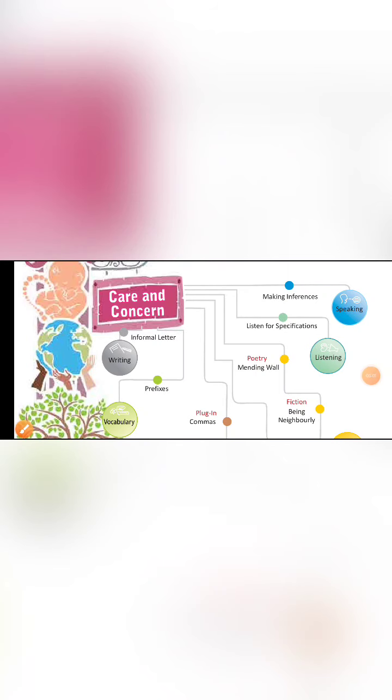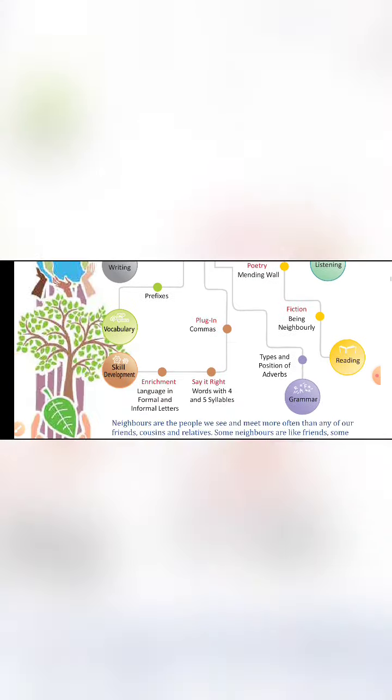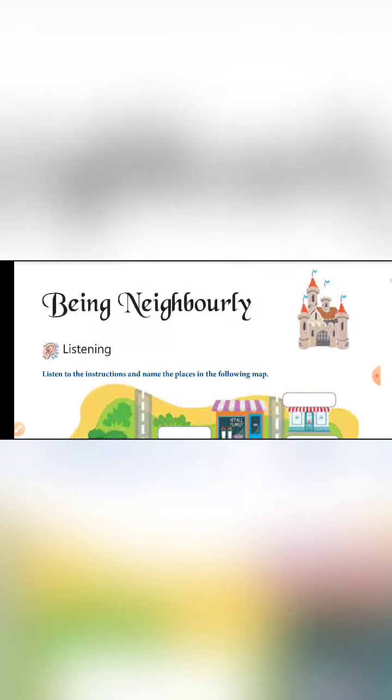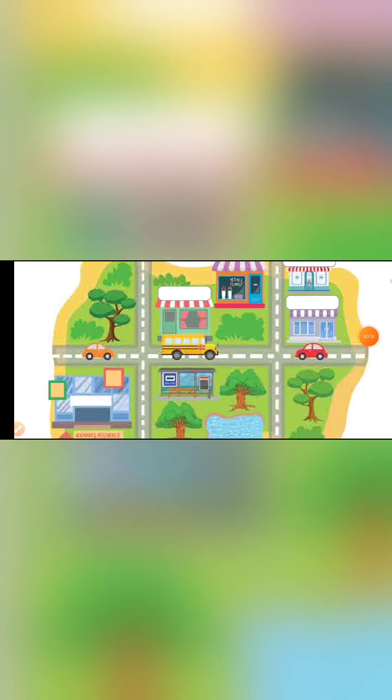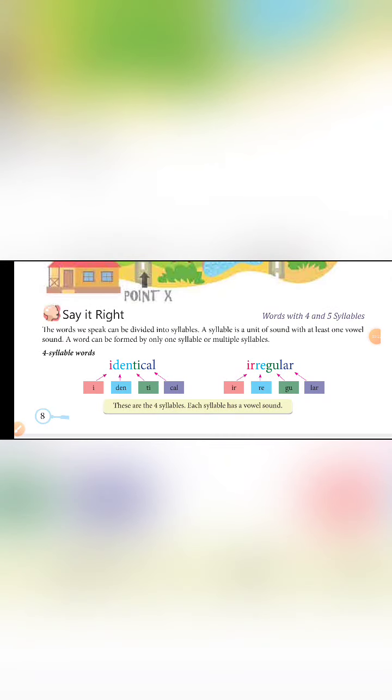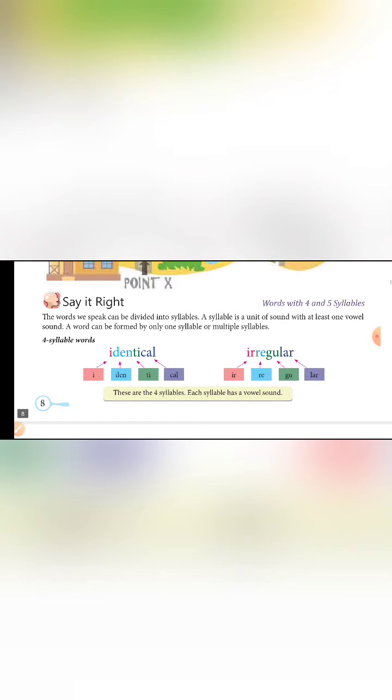Dear students, this is Care and Concern, unit number 1. Being Neighbourly, as I told you, is the first chapter of the story, and this is the listening activity given to you, which we will do afterwards. But before starting the story, let's say the words. And here we will come to know about the syllables, the words with 4 and 5 syllables, right? So the words we speak can be divided into syllables.